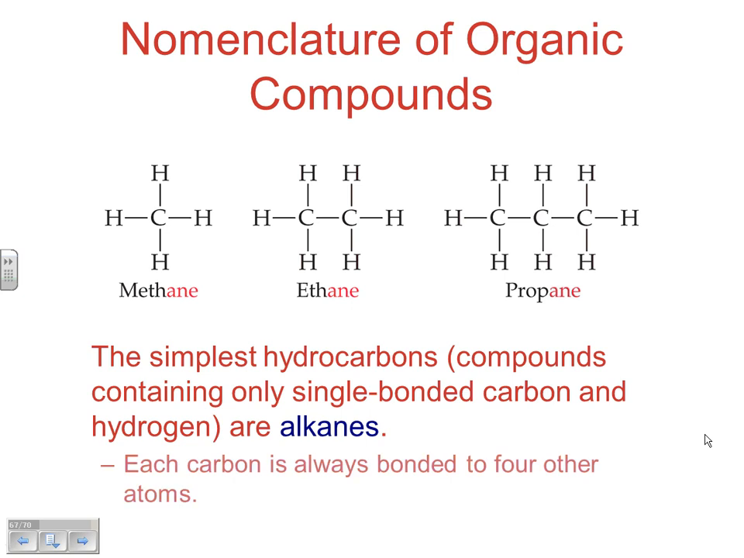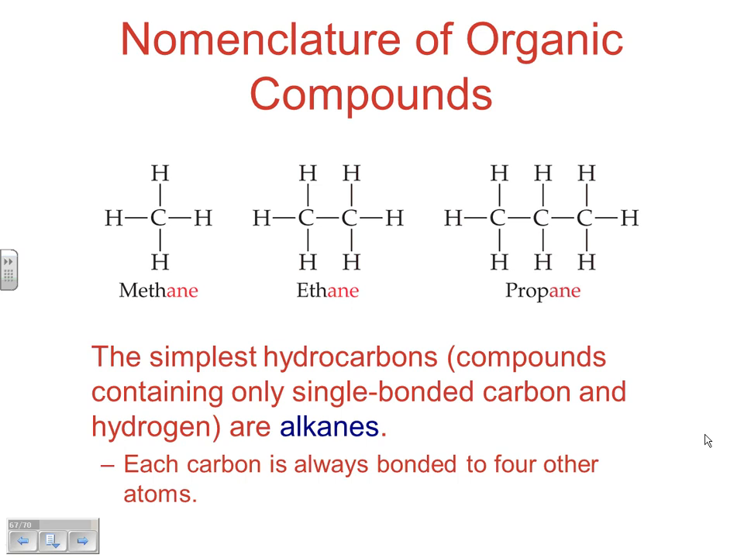The simplest hydrocarbons, which would be compounds containing only single bonded carbons and hydrogens, are called alkanes. Notice all of the carbons have single bonds. If you saw any double bonds, it would not be an alkane. So we're talking about simple single bonded carbon substances here. Each carbon is always going to be then bonded to 4 other things.